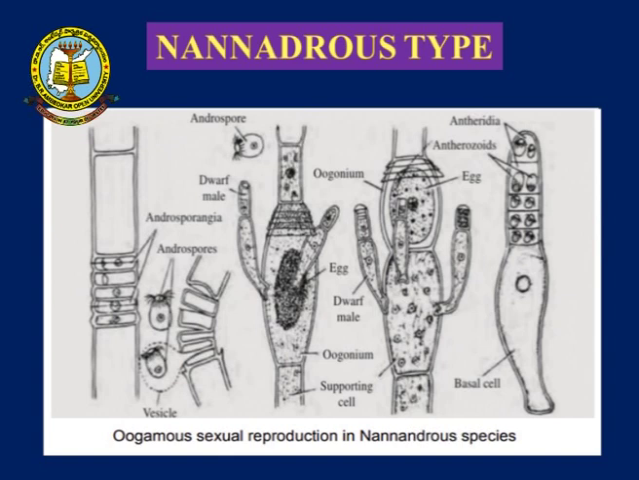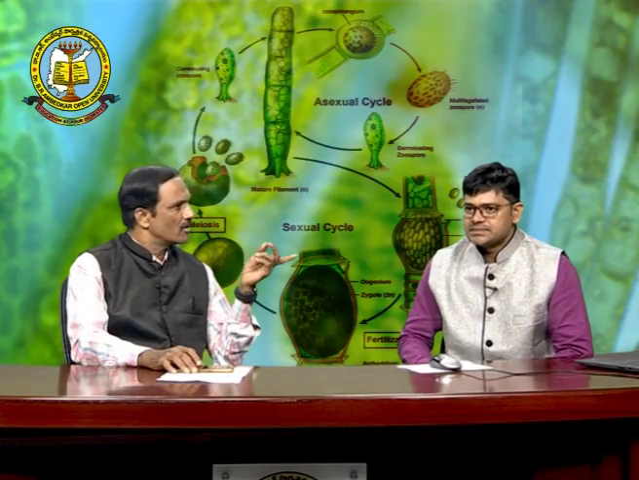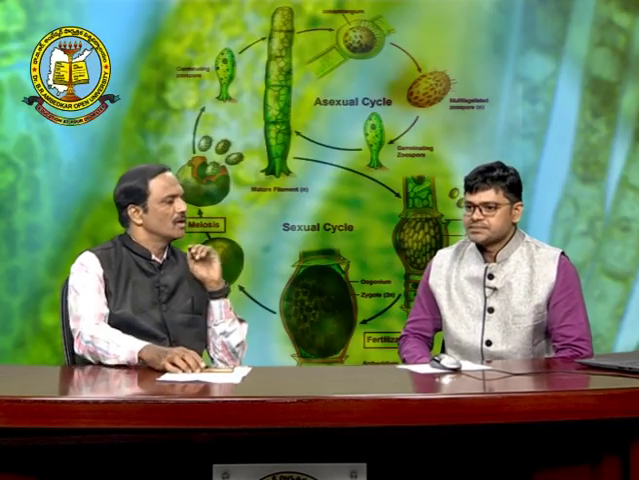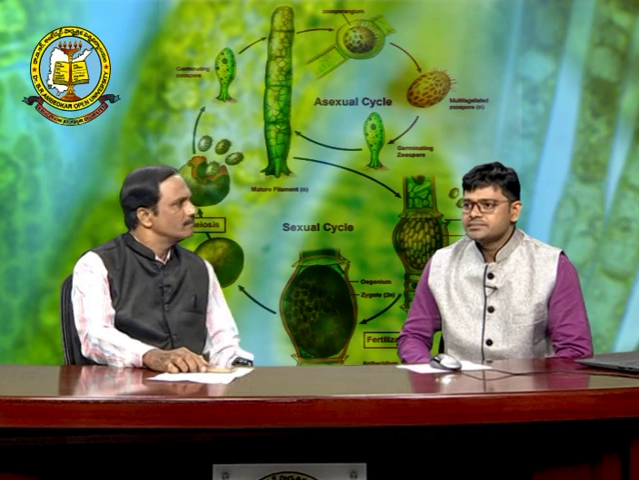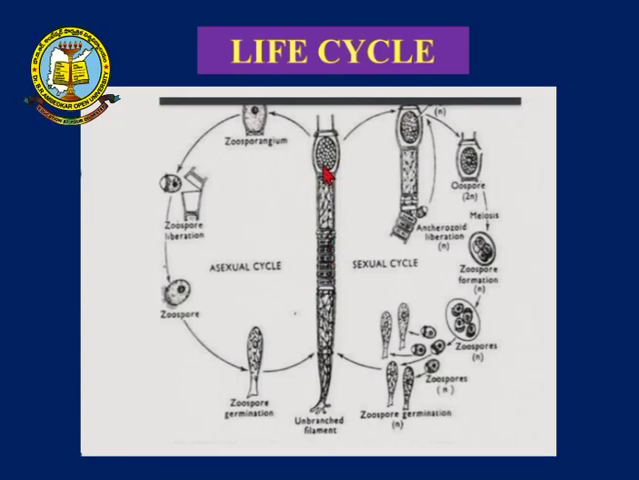Here we are looking at two types of species: Macrandrous and Nannandrous. Now, what is the life history of Oedogonium? If we take the life history, first let's see the Macrandrous life history. This is the Oedogonium thallus. On one side is asexual reproduction and on the other sexual reproduction. I am taking only the two reproductions, without vegetative. Here, first, one of the vegetative cells develops as a zoosporangium initial.